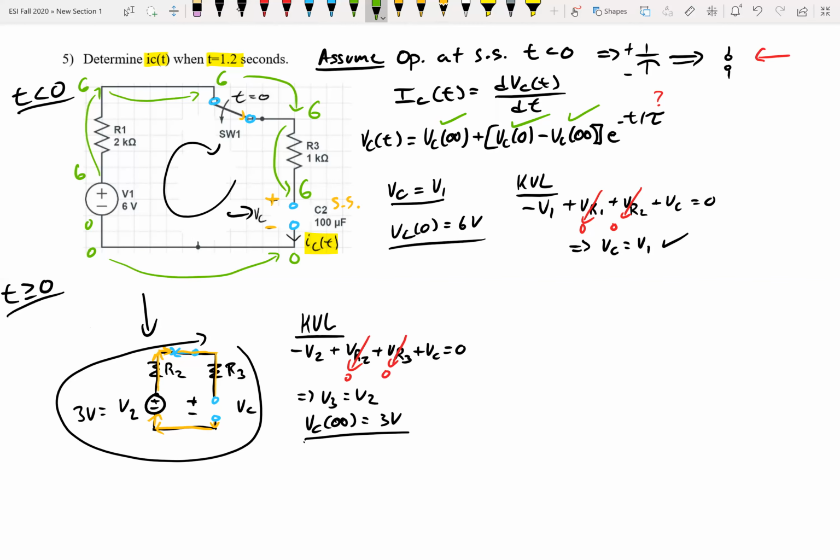Okay. So the last thing we're going to need is the equivalent value to find the time constant. So how do we find the time constant? Here, let's go ahead and do this. We say that the time constant for a capacitor is equal to RC. Well, we have our capacitance value. Where do we get our resistance value from?